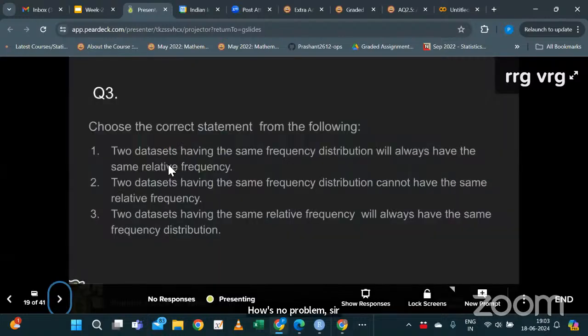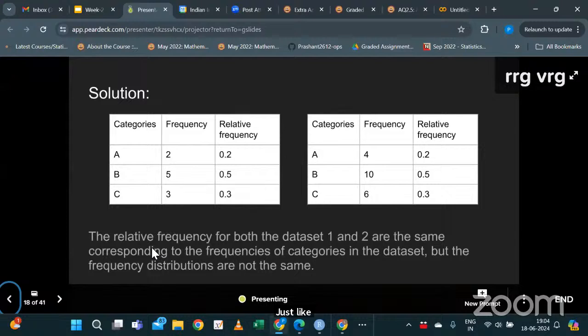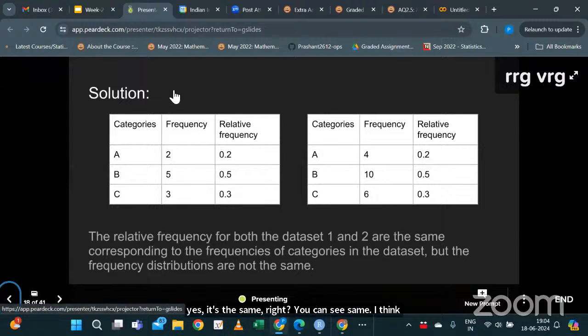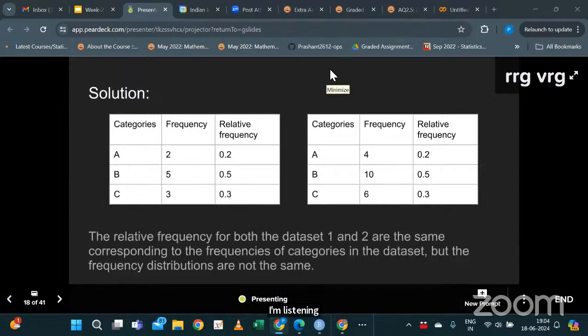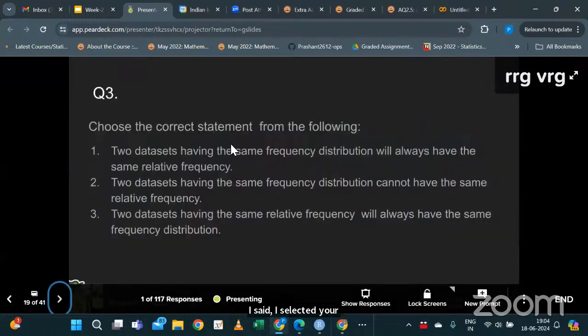So in this part you have to give the answer based on the previous question, right? Yes or no? Yes, sir, it's the same. You can see it's the same. You selected the no option, right? Yes, sir, I selected the yes option. Okay, then fine. Then it's correct.